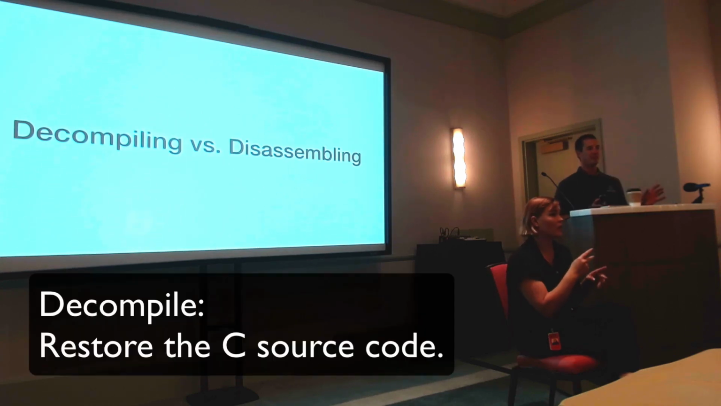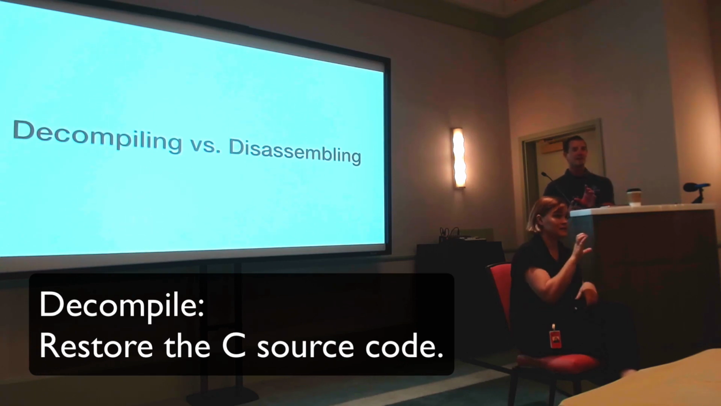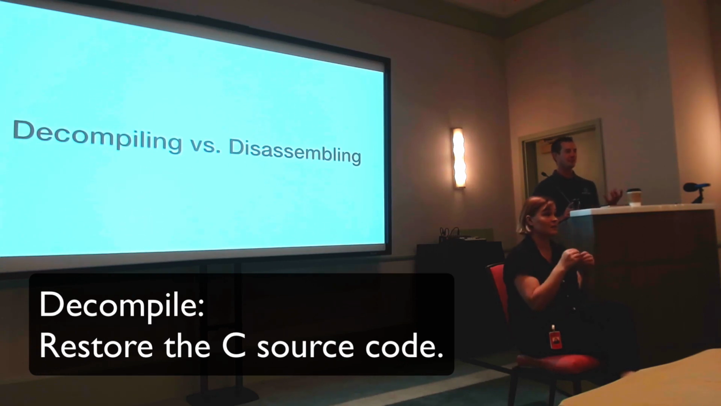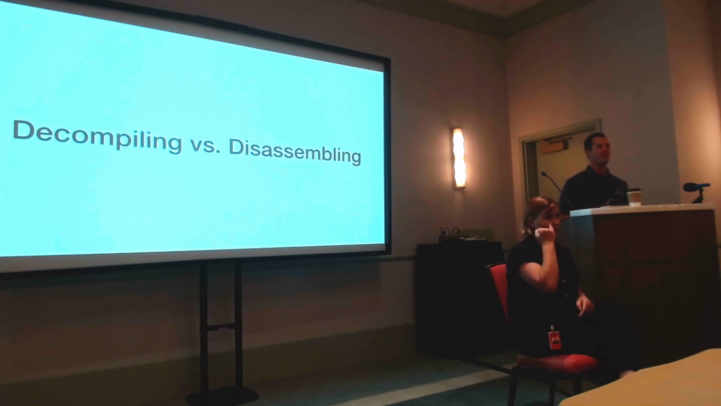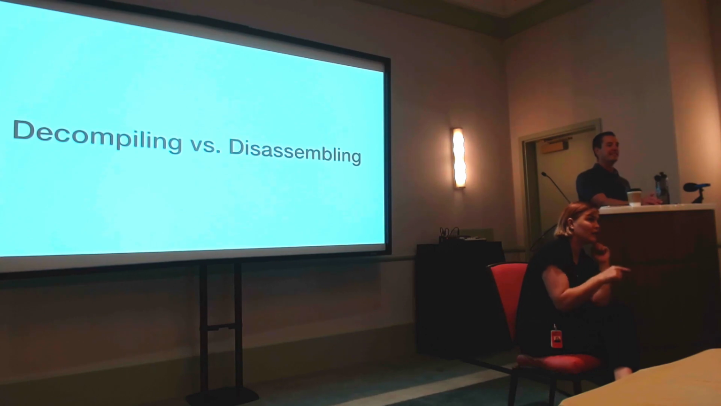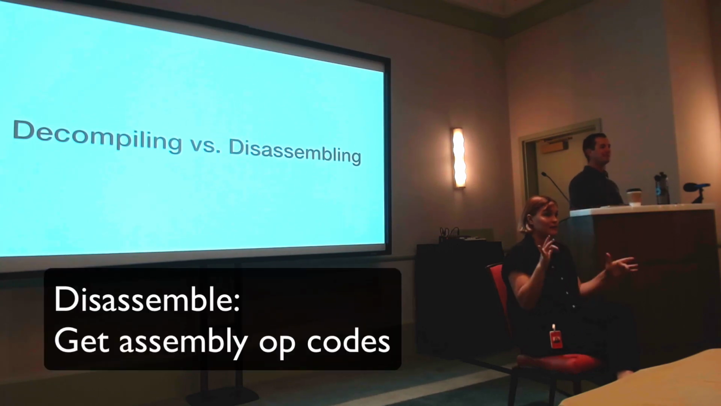Right, so if I wrote a C program and compiled that C program, in the process of decompiling it, I'm trying to get back what the source C code looks like. If I'm disassembling something, what am I doing? Trying to get the assembly for the opcodes?